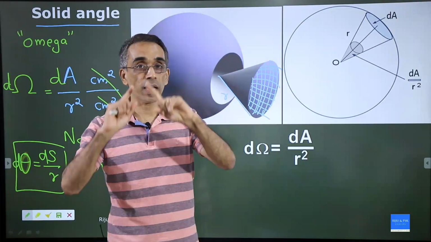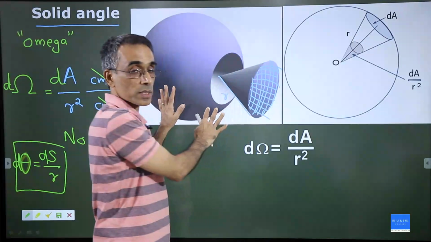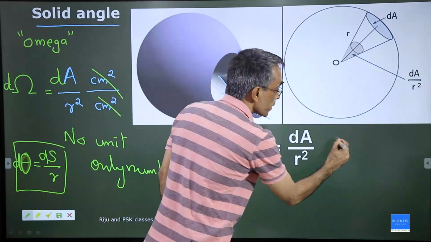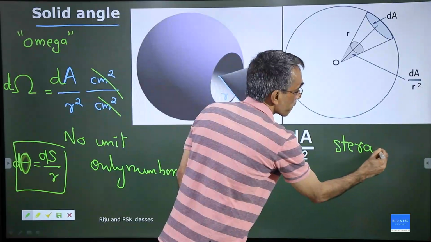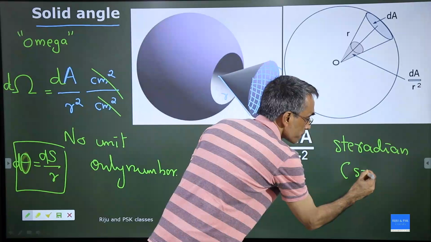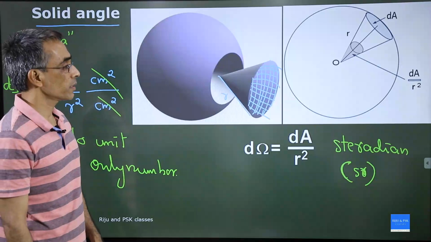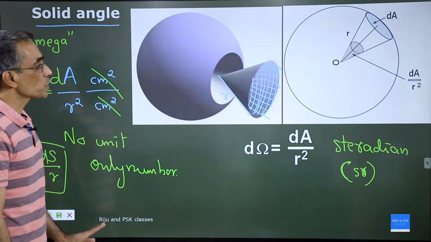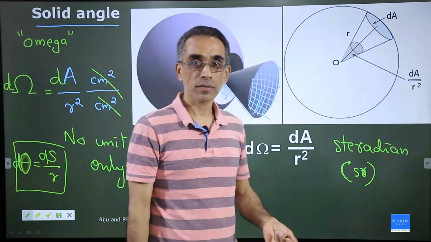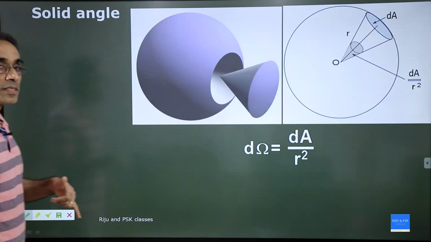So in examination, if they ask you what is solid angle, then you have to draw this diagram. Don't worry about this one. You draw this diagram, then write down d omega equal to dA by r square, and this is measured in a unit called steradian. But you always write it as SR. Always write it as SR, steradian. Fine. So that is about a solid angle. Don't worry, this will not come in numericals. I guarantee. But I'll tell you where it comes. You already know this. Many things you already know.